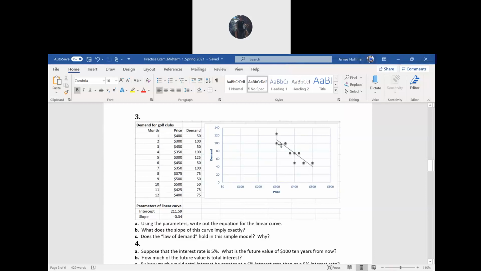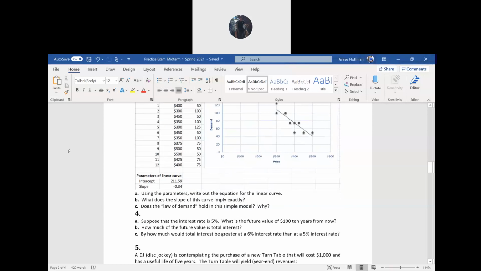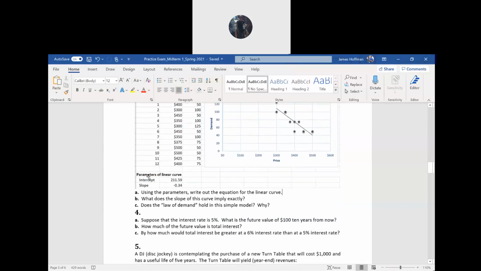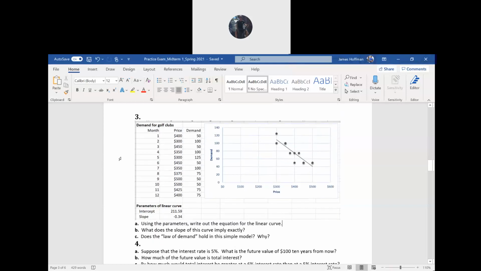I'm going to give you a scatter plot and a linear trend line, and then the parameters from this linear trend line. So here's demand, here's price, here's the linear trend line, and here's the intercept and slope associated with that. Okay, so using the parameters, write out the equation for the linear demand curve. You're just using a simple linear equation to estimate the linear relationship between demand and price.